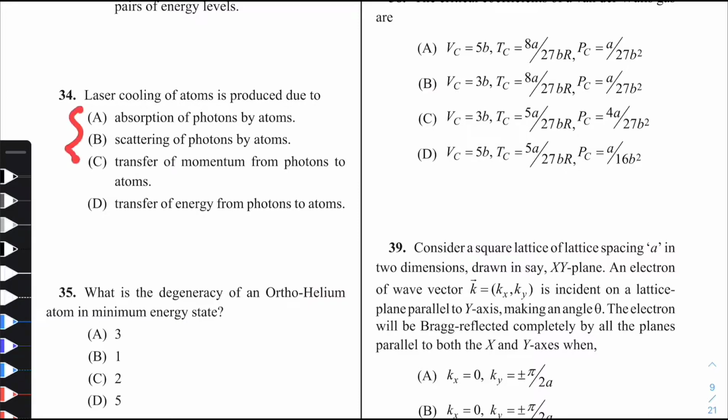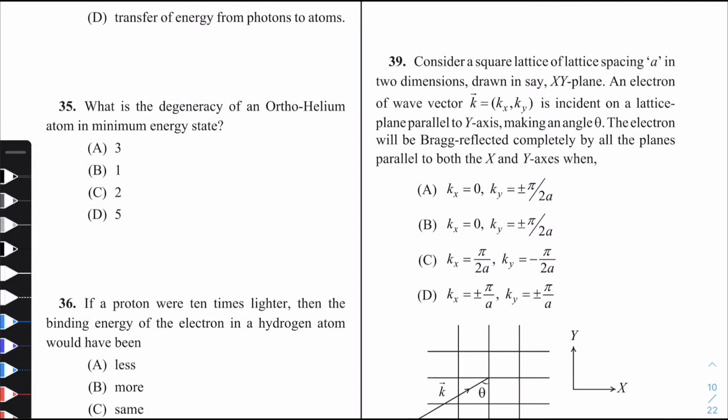So all the 4 options here are correct. Problem 35. What is the degeneracy of an orthohelium atom in minimum energy state?